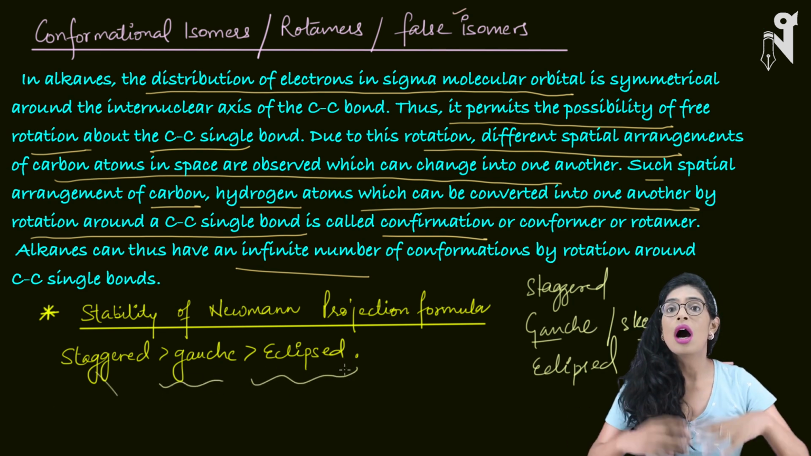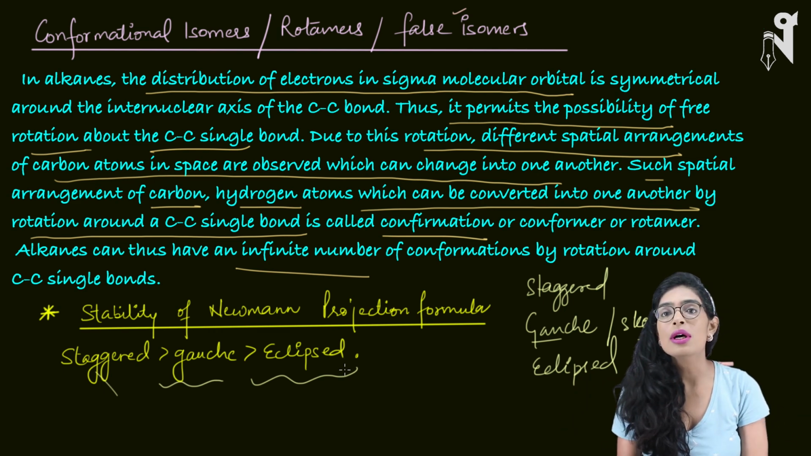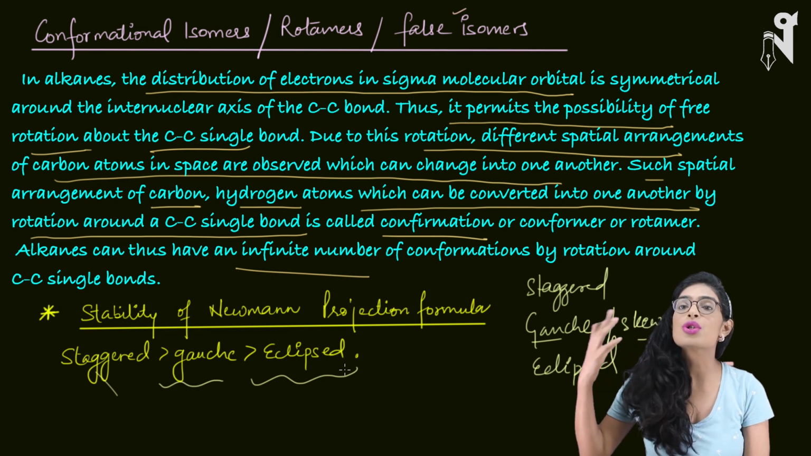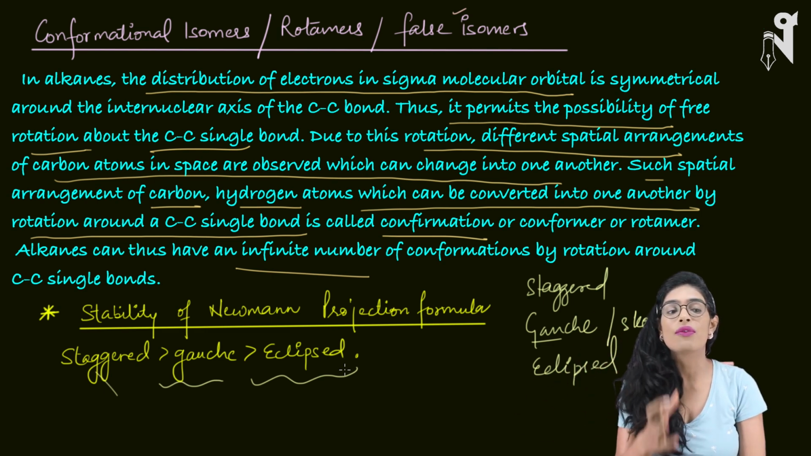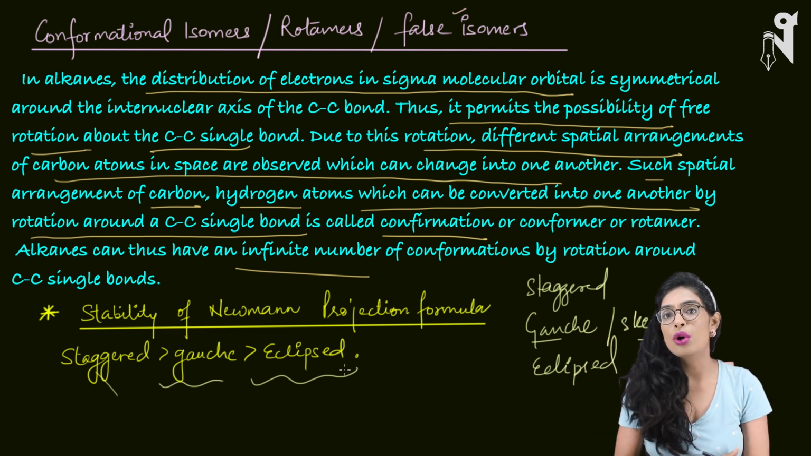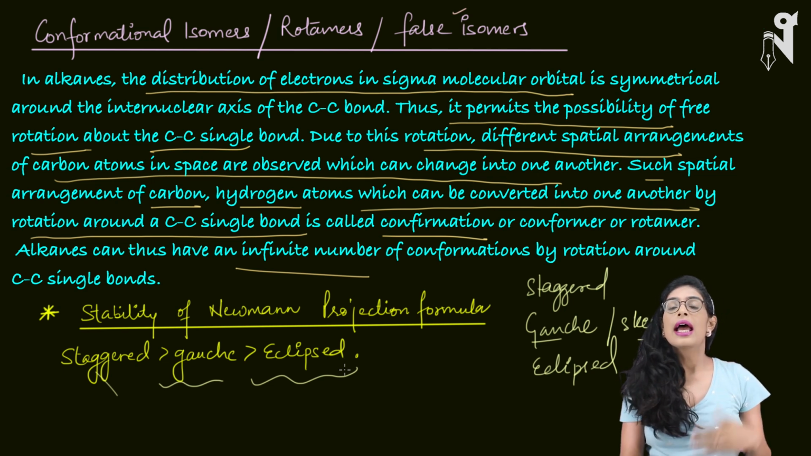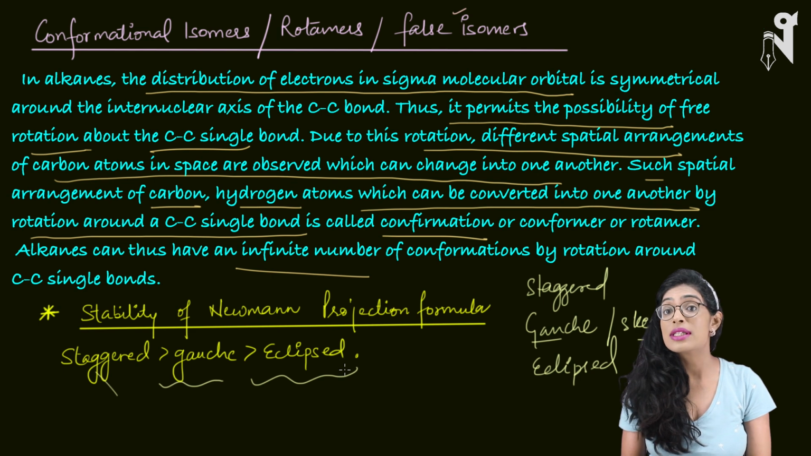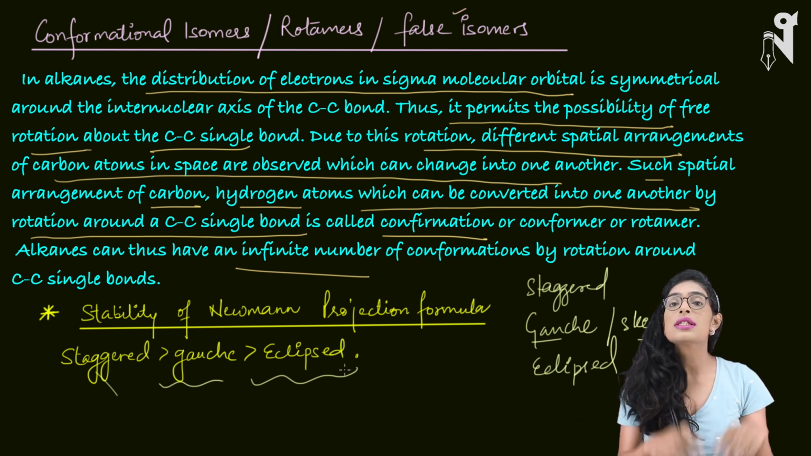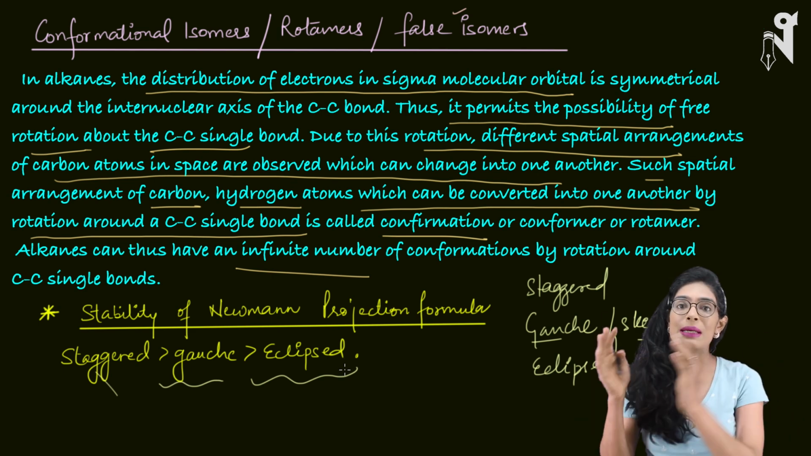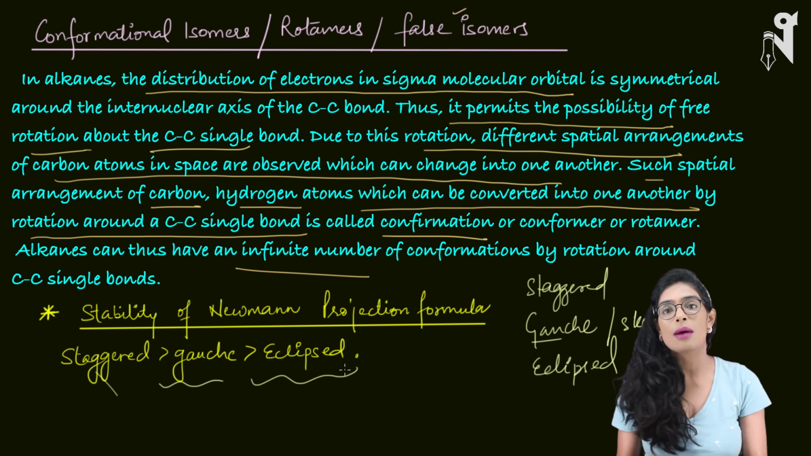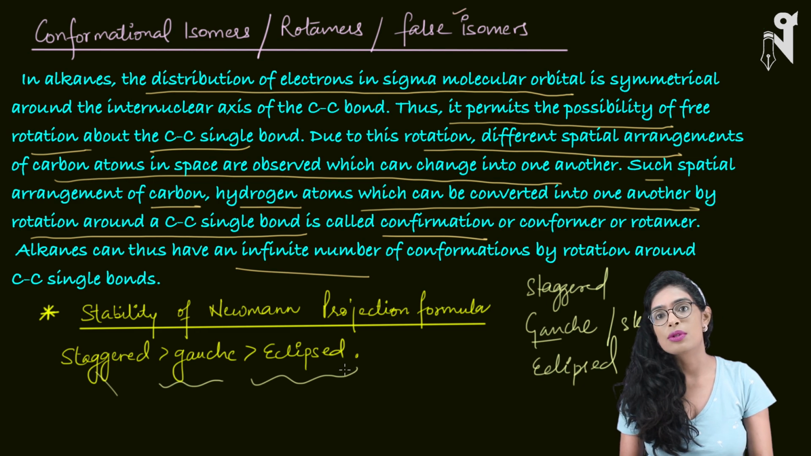Why it is so, how it is so, we will understand when we learn the basic terms which we are going to use to understand the stability of these Newman projections, or you can say these conformational isomers. First we will understand a few basic terms and then we will talk about their stability once again. Here I have just given you the list: staggered is most stable, eclipsed is the least stable, and gauche comes as intermediate. But why and how, we will understand in the next few slides.